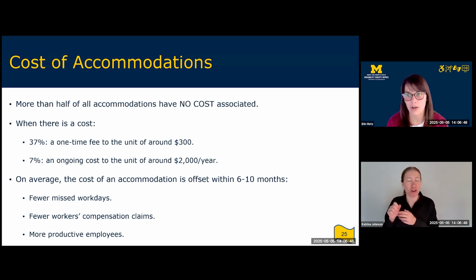Some of those ongoing costs could be a software subscription, use of an interpreter or transcription, or a travel accommodation. And on average, the cost affiliated with accommodations is offset pretty quickly, usually within 6 to 10 months. We can account for that in fewer missed workdays, fewer workers' compensation claims, and just overall more productive and effective employees.